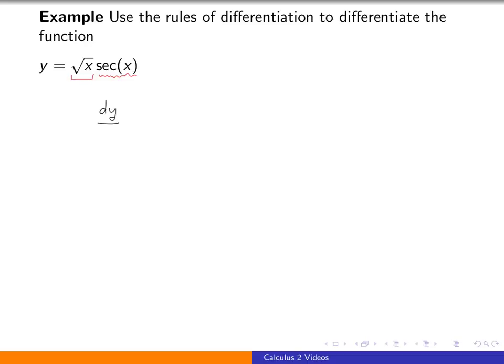The product rule tells us that dy dx will be equal to the derivative of the first. The derivative of square root is 1 over 2 square root x, multiplied by the second function, secant, plus the first times the derivative of the second. The derivative of secant is secant tangent. And this gives us a perfectly nice formula for the derivative of the given function.